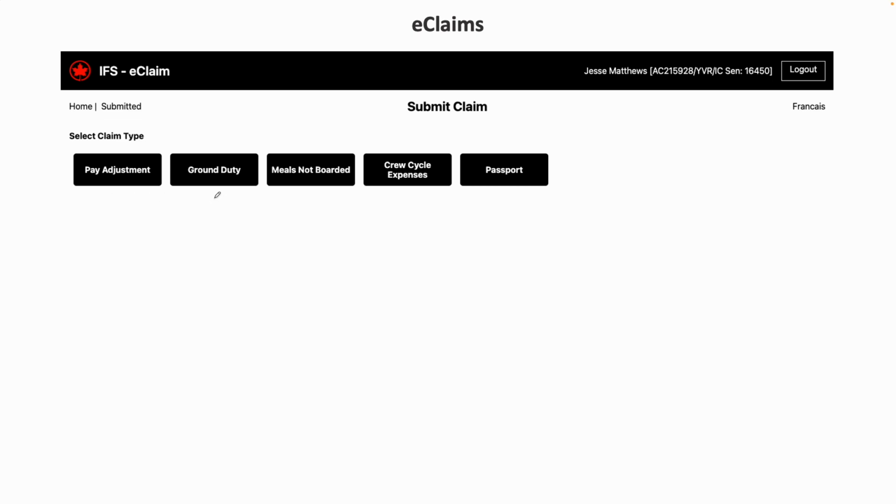Next is the ground duty claim section. This is usually just completed by service directors. The only time a flight attendant would file for ground duty would be if they had been moved up to the service director position. Otherwise, only service directors are able to file for ground duty.